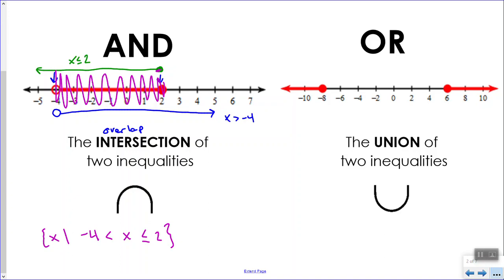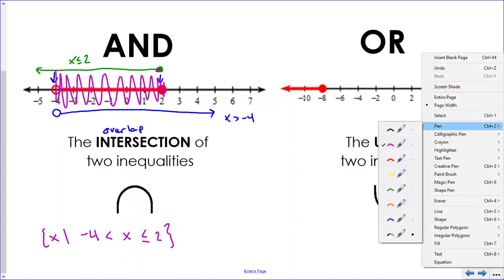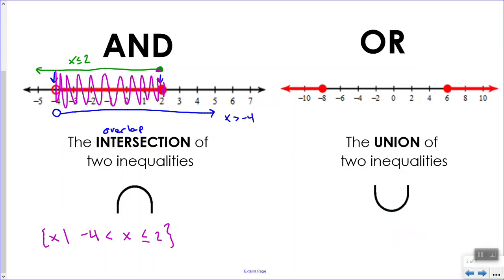The second inequality that we'll look at for compound is the "or" inequality. And this is where we're basically taking the union or the combination of two different inequalities. So my first inequality that I have here, I have a closed circle on 6. So I have x at 6. I have everything greater than that off to the right. So we have x is greater than or equal to 6. And then here we have everything that is less than or equal to -8.